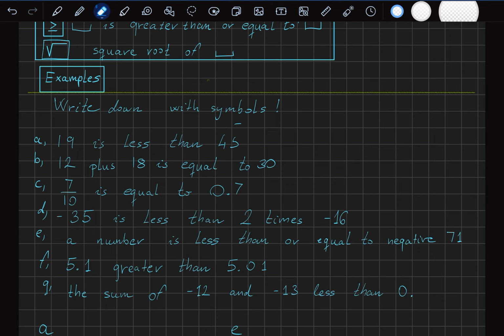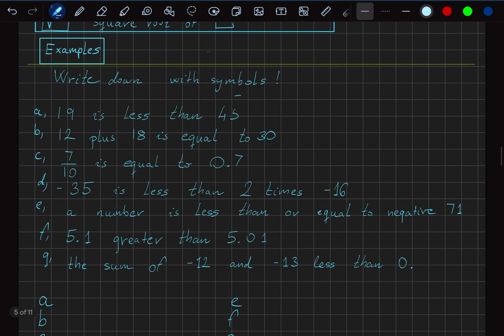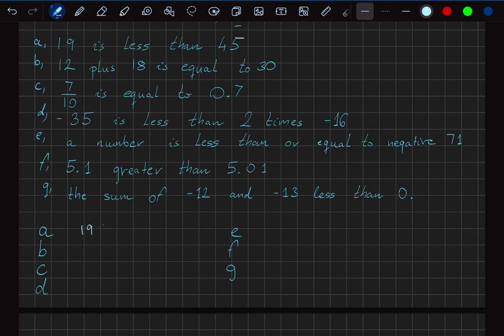So 19 is less than 45. 12 plus 18 is equal to 30. 7 over 10 is equal to 0.7, or 7/10 equal 0.7.